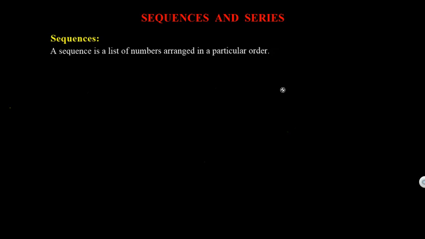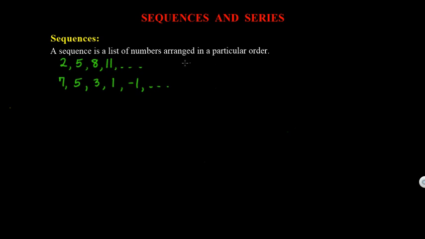What is a sequence? A sequence is a list of numbers arranged in a particular pattern. So let's say we have numbers such as 2, 5, 8, 11, and so on. Or we have numbers such as 7, 5, 3, 1, -1, and so on. This is what we call a sequence.